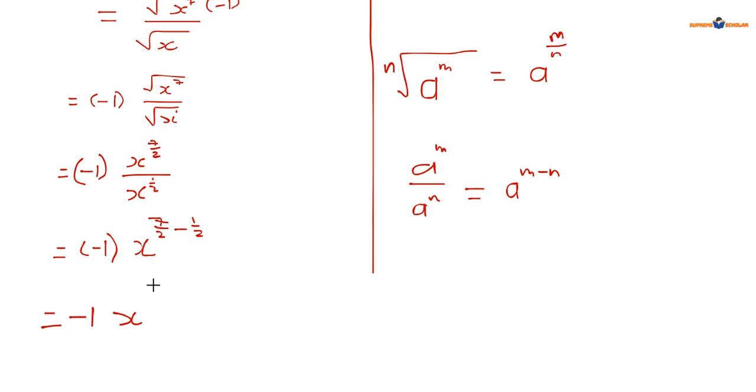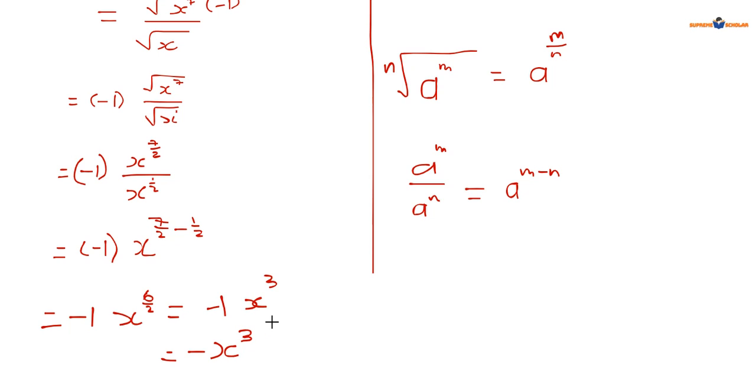X to the power of 6 over 2, which is just 3. 6 over 2 is just 3, so -1 x to the power of 3. And that's your answer. Obviously you don't have to write the 1 over there, so your final answer will be -x to the power of 3. And that is the final answer.